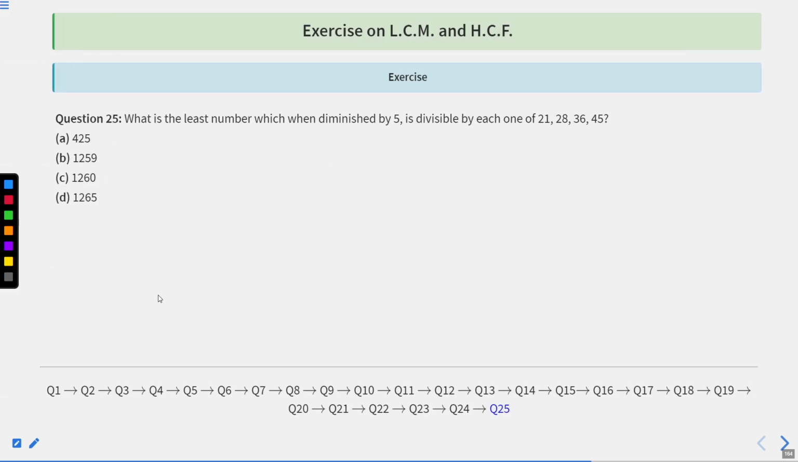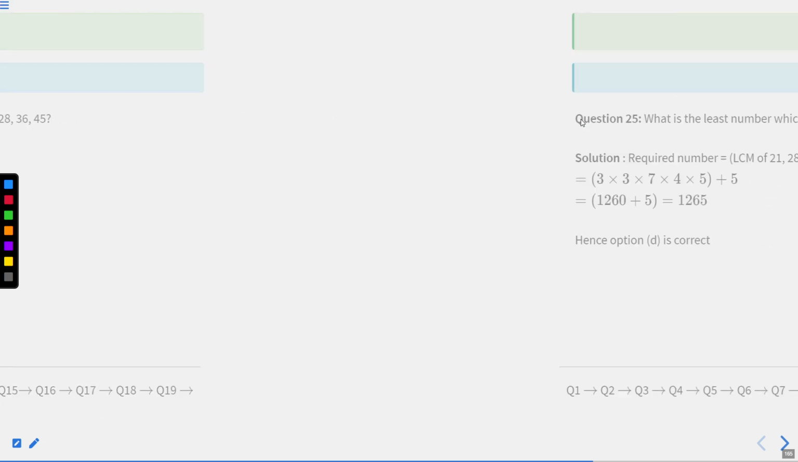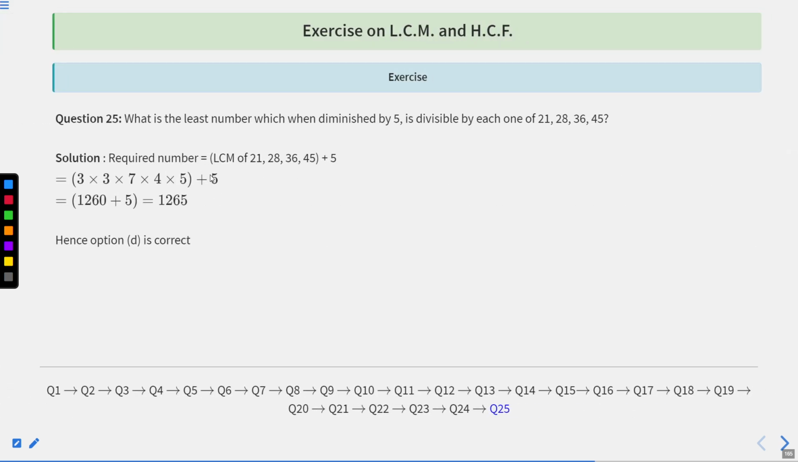Question number 25. What is the least number which when diminished by 5 is divisible by each one of 21, 28, 36 and 45? So the required number is equal to the LCM of 21, 28, 36, 45 plus 5, which is equal to 3 times 3 times 7 times 4 times 5 plus 5. So it is equal to 1265. So the correct option here is option number D.